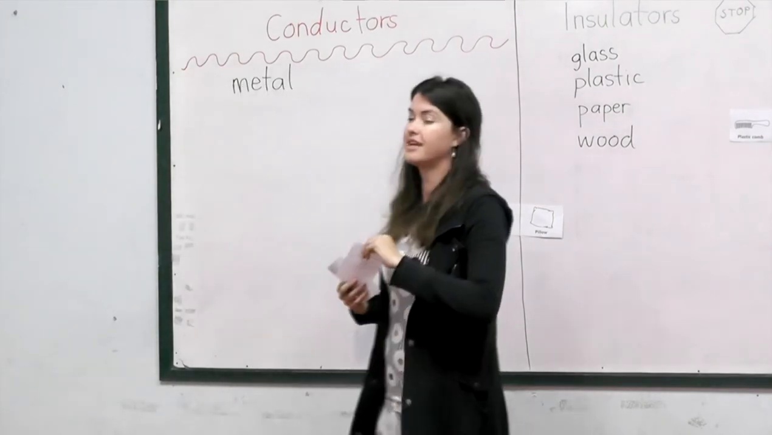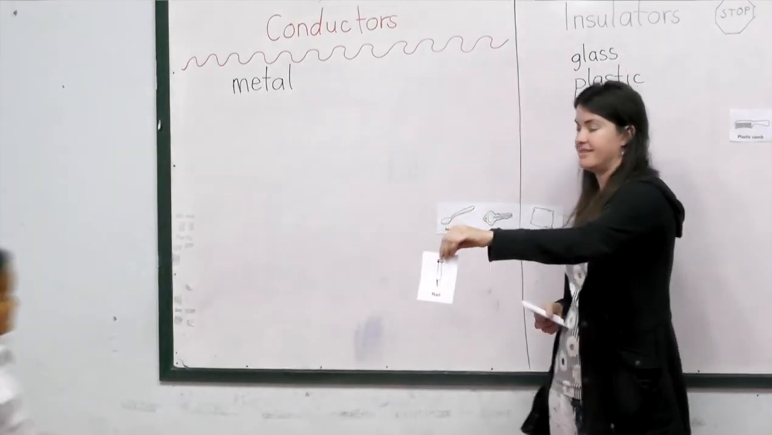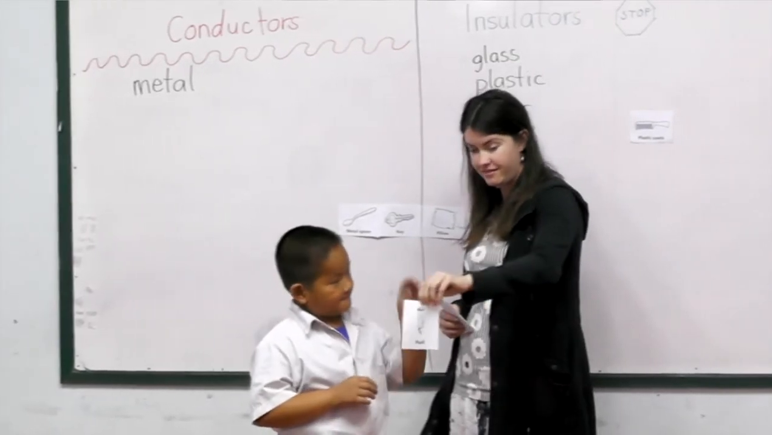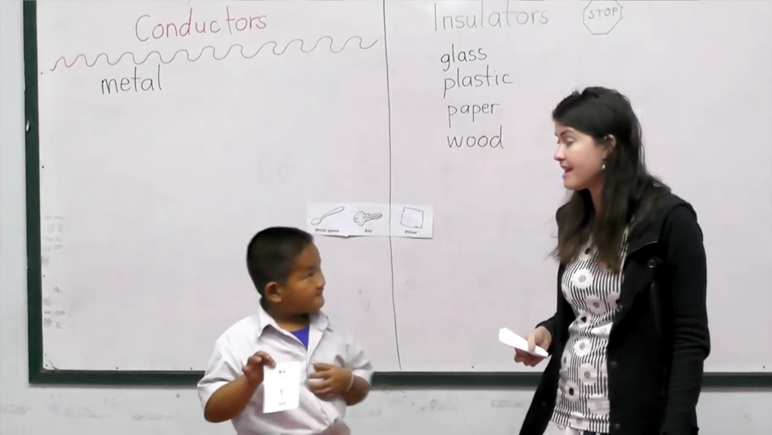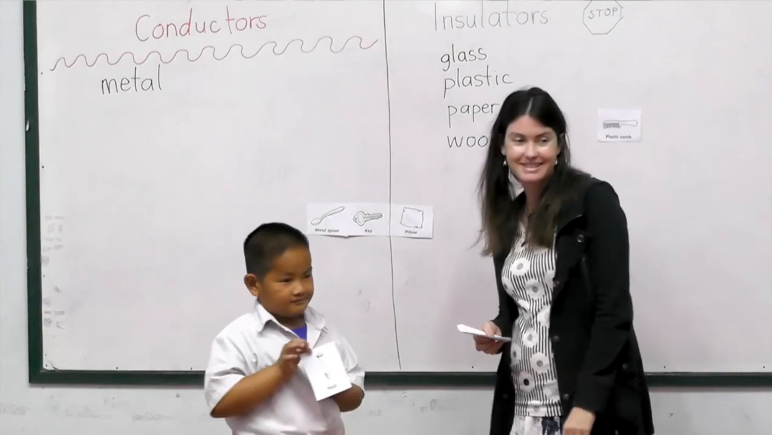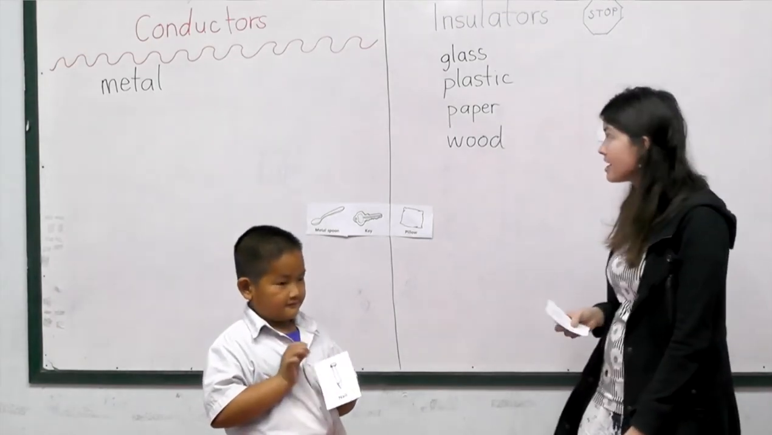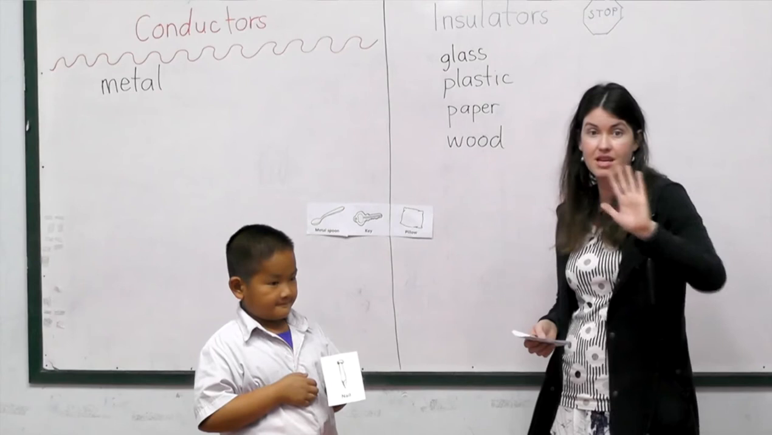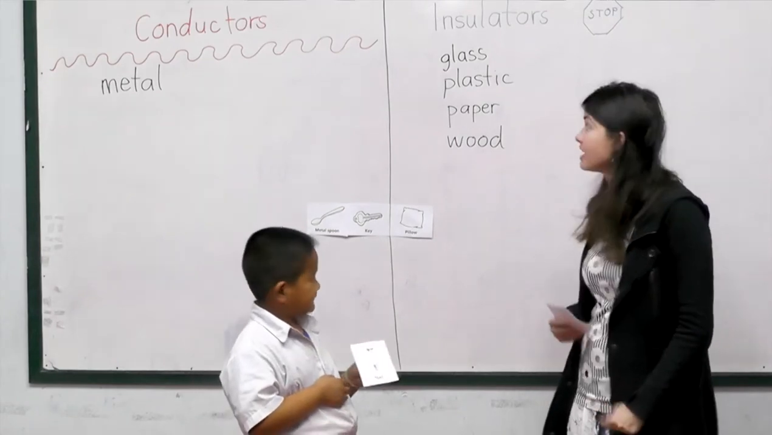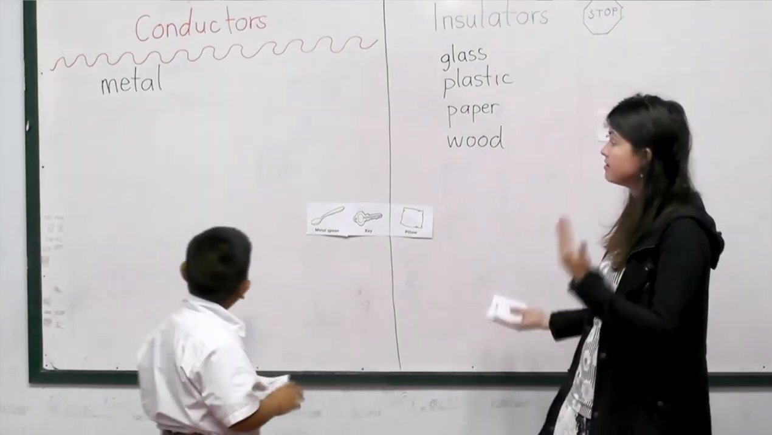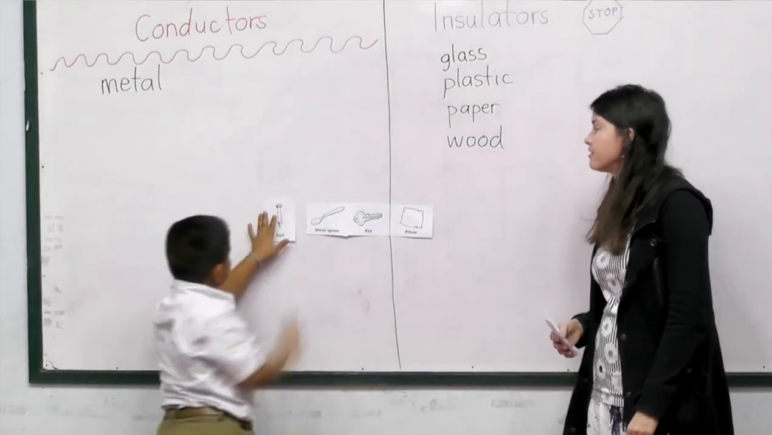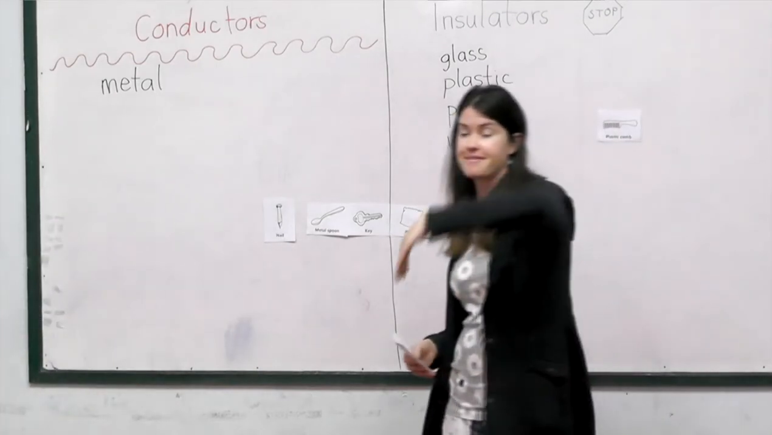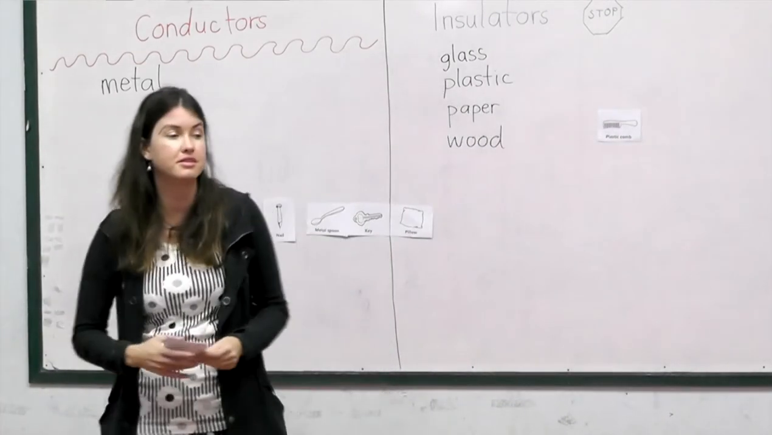Okay, come up here. Show your class. What is this picture, friends? A nail. What is that nail made out of? Metal. Is it going to be a conductor or an insulator? Conductor. Okay, where does it go? Put it up there. We've got our metal things that the electricity will move through.